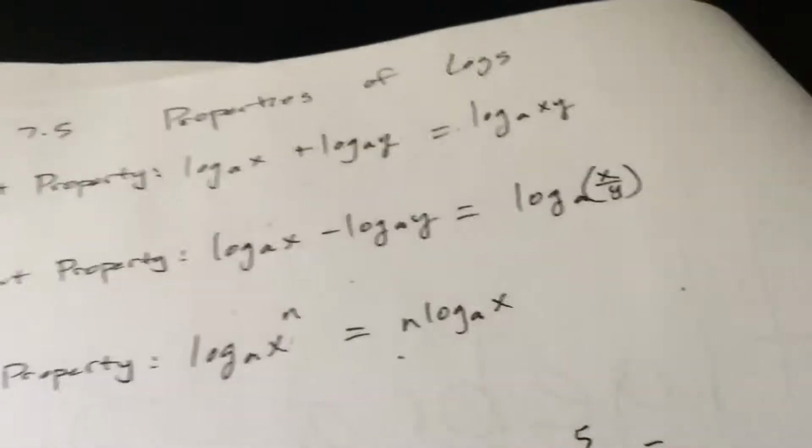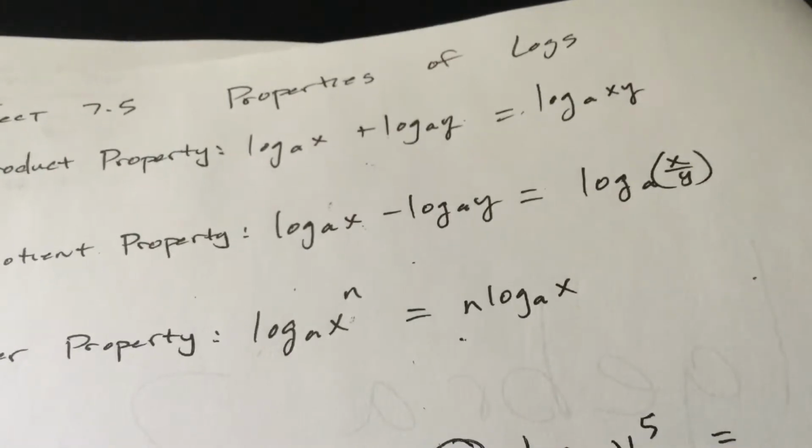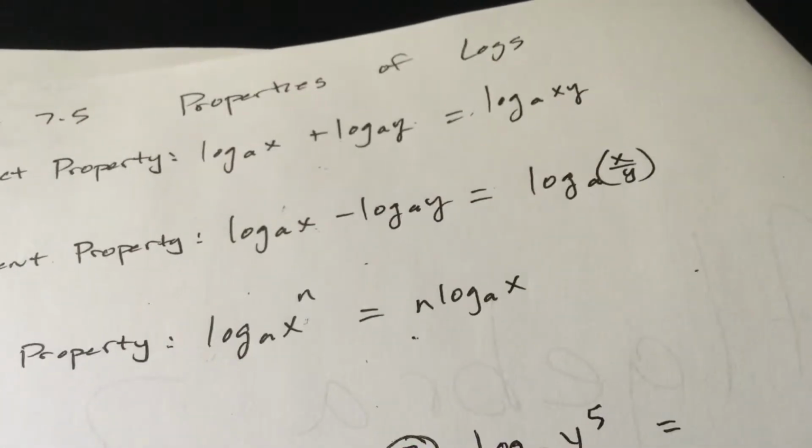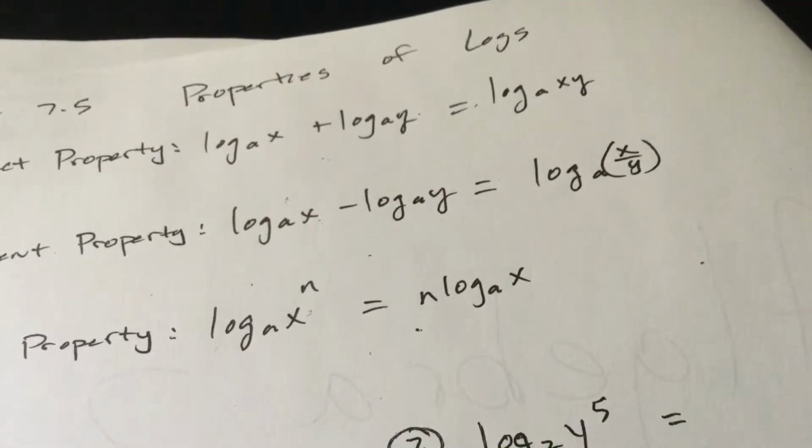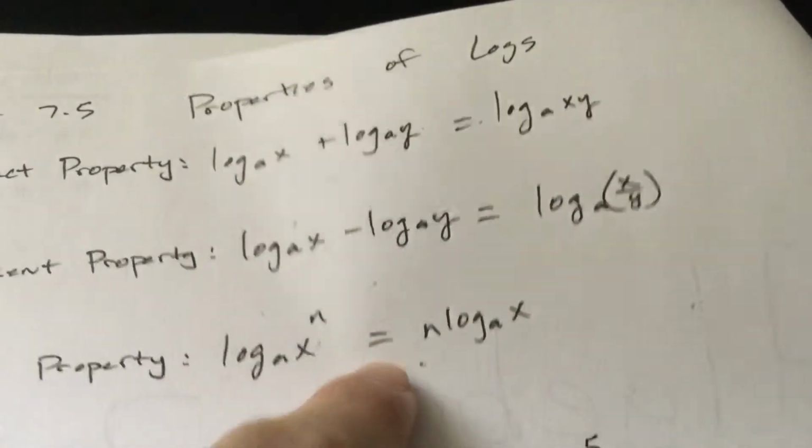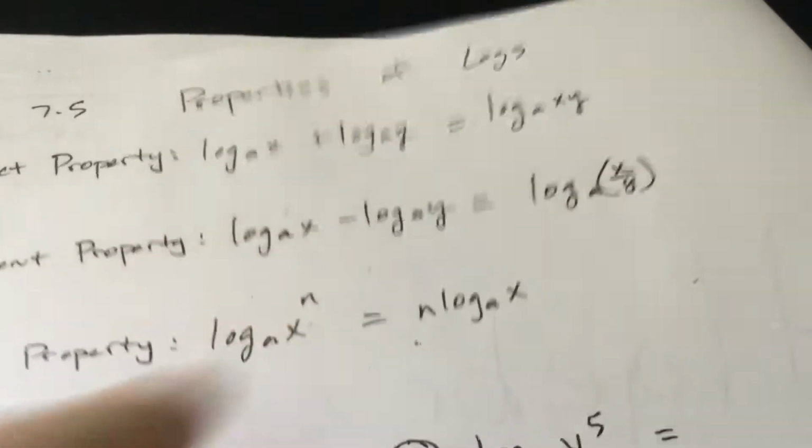We got the properties of logs. Addition means multiplication, subtraction means division, and then we got that power property there. A power can be written down below, and on the outside can also come up as a power.